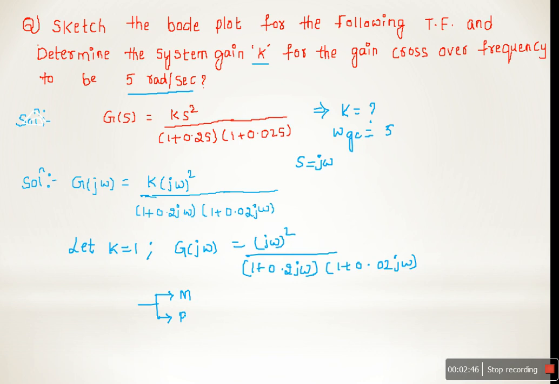In order to draw the magnitude plot, first I have to calculate the corner frequencies from the given transfer function. I already discussed in the class what the corner frequencies are. So first we have to find out the corner frequencies from the given transfer function, which is (j omega) squared by (1 + 0.2 j omega)(1 + 0.02 j omega).